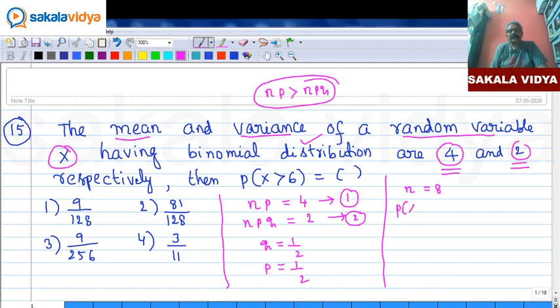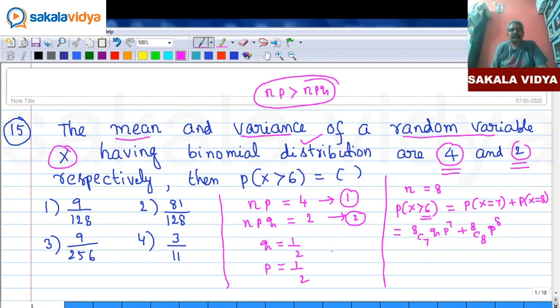P of x greater than 6 we need to find out. That means P of x equal to 7 plus P of x equal to 8. Because x equal to 8 is the maximum, only 2 terms are there. Better you take P of x equal to 7 plus P of x equal to 8. This equals 8C7 q to the power of 1 p to the power of 7 plus 8C8 q to the power of 0 and p to the power of 8.